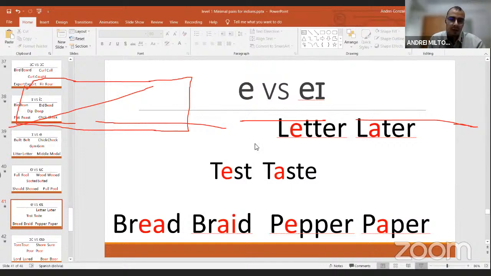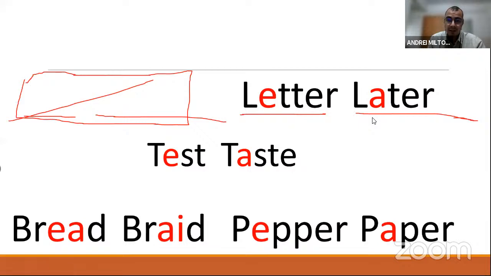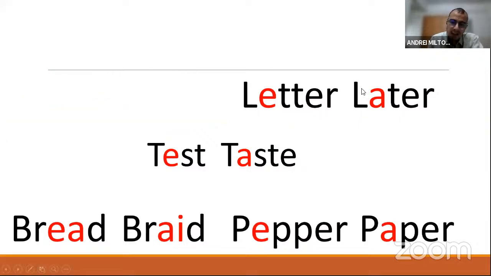Okay. So letter and later. I don't know why some of you are not pronouncing the second sound of the diphthong. So you say letter also, like letter. It's later. Letter and later. Test, taste. Bread, braid. Pepper, paper. Right? Very good. We are almost finishing.